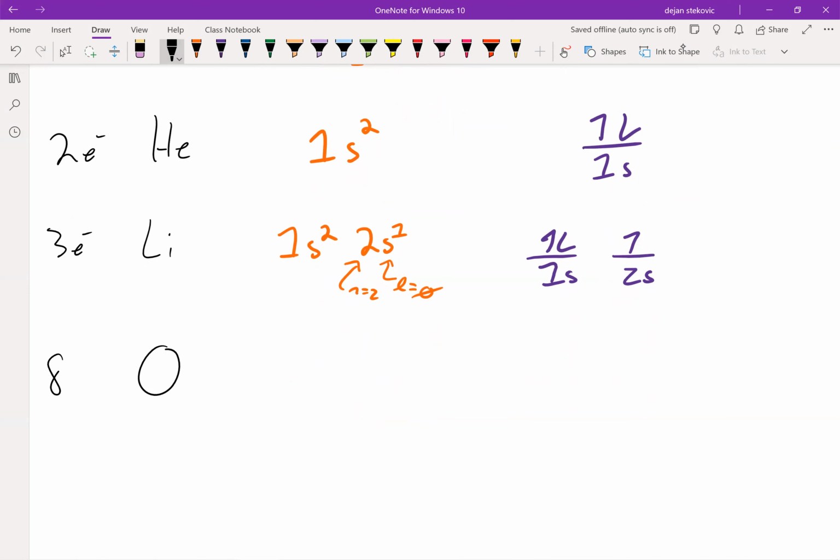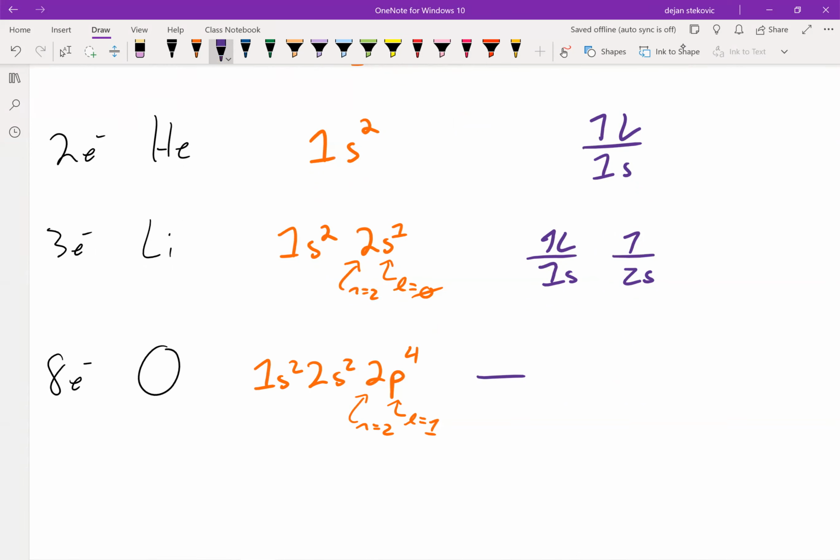All right, finally, we've got oxygen. We've got 8 electrons here. So the electron configuration will go 1s2, and then we'll fill in the 2s2. So now we've used up 4 electrons. So we only have 4 more remaining, and these will all go in the 2p orbital. So in this case, 2p4, right? Here, n is equal to 2. L is equal to 1, right? That's why we have the p orbital.